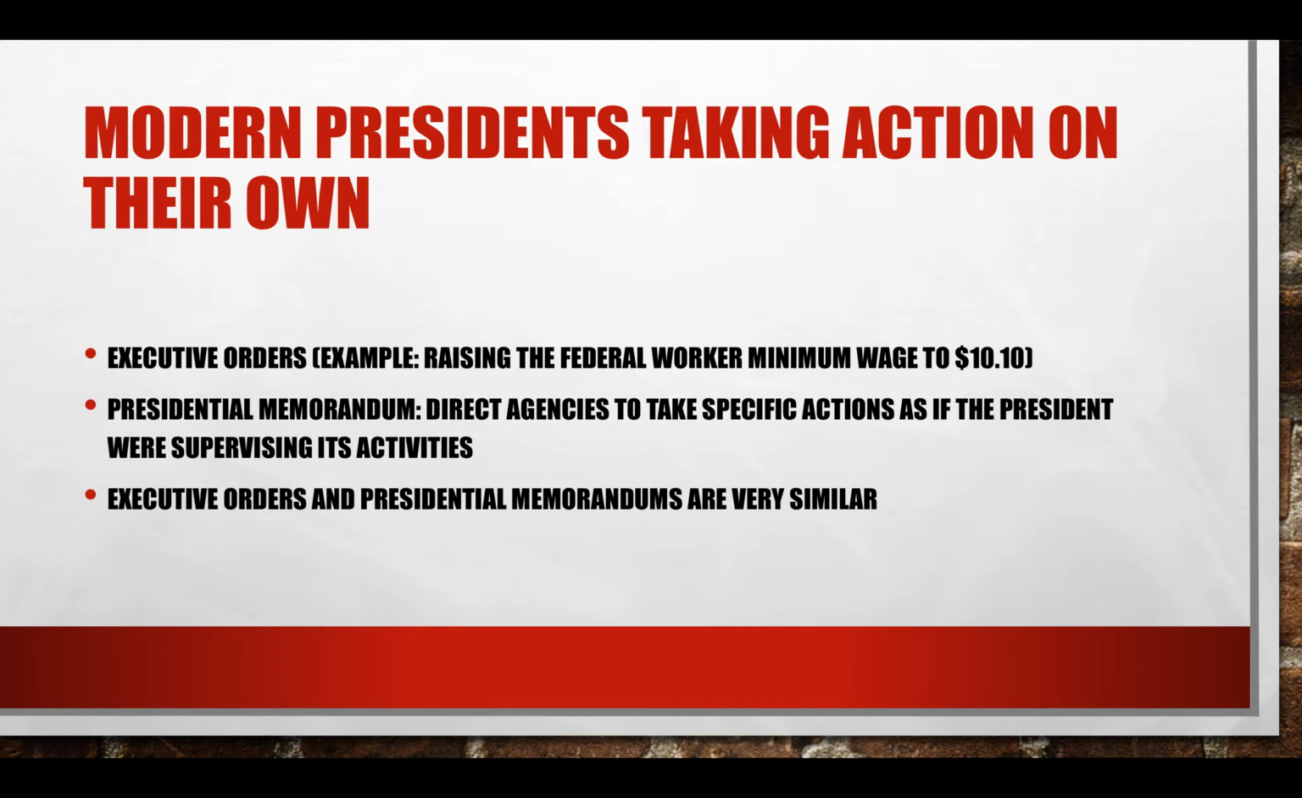The presidential memorandum is an action taken by the president that directs agencies to take specific actions, as if the president is acting as a supervisor. An example would be the president issuing a memorandum directing federal authorities to not enforce federal bans on marijuana use in states that have already decided to legalize the substance.